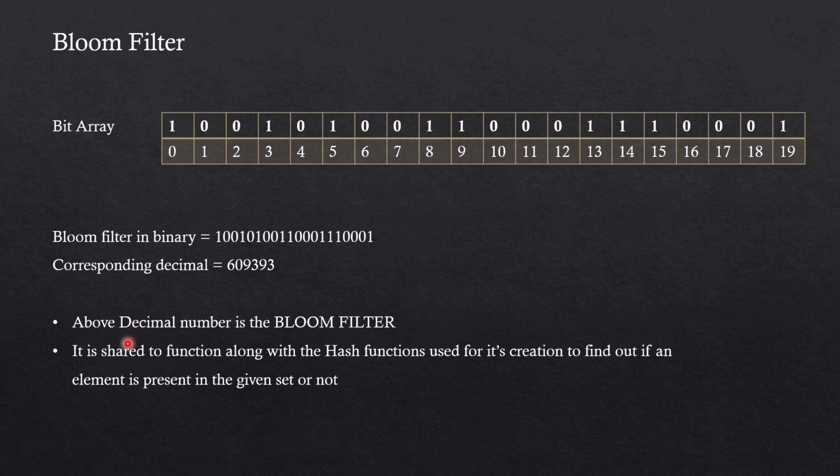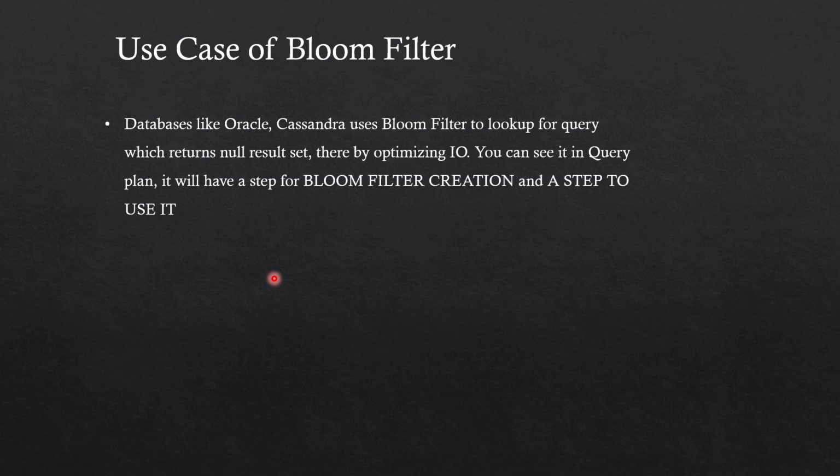So if there is a function which tells us whether an element is present in the list or not, it requires all the hash functions that we used, and it requires this number, which is the Bloom filter. Using the hash functions, that function can compute the values, and using the Bloom filter it can check whether those bits are set or not. If they are not, it will straight away say that the element is not present in the list. Now let's see the use case of Bloom filter.